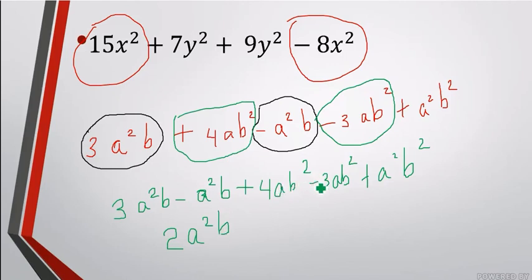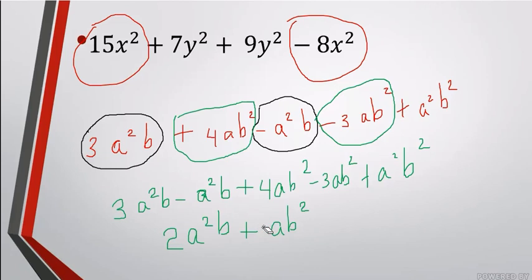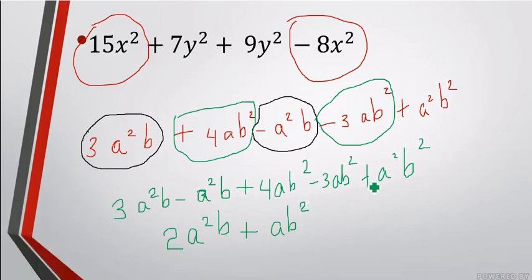Then we have 4ab squared minus 3ab squared is going to give us a total of positive 1ab squared. And again, 1 is understood in front of our variable, so there's no need to write 1. Hence the reason for me writing ab squared alone. Let's look at the next one. We only have one term in a squared b squared, so we're going to add it. So it's going to be plus a squared b squared, and that's going to be our answer. What did we do? We add the terms that were alike.